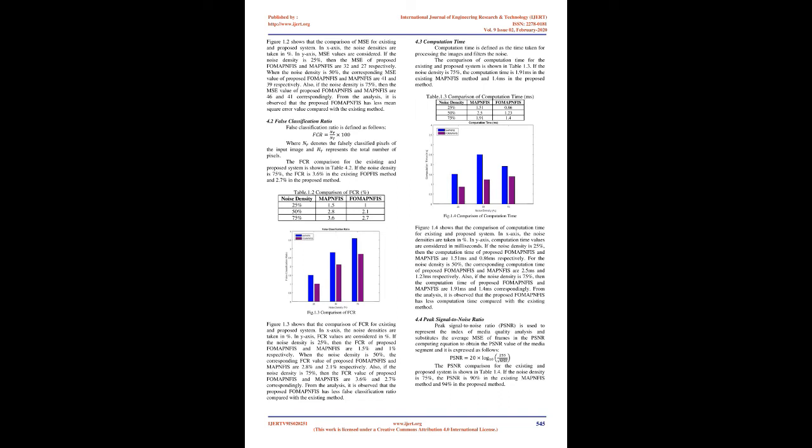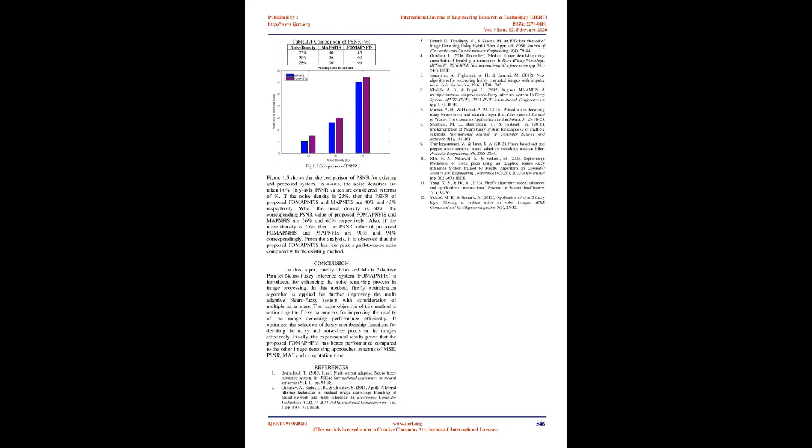The comparison of computation time for the existing and proposed system is shown in Table 1.3. If the noise density is 75%, the computation time is 1.91 milliseconds in the existing MAPNFIs method and 1.4 milliseconds in the proposed method. Figure 1.4 shows the comparison of computation time for existing and proposed system. In the x-axis, the noise densities are taken in percent. In the y-axis, computation time values are considered in milliseconds.